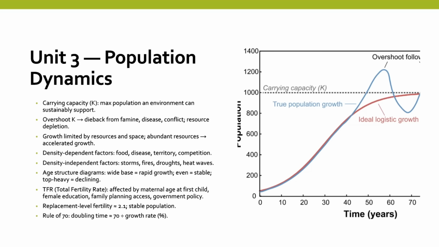Total fertility rate is shaped by maternal age, female education, family planning, government policy. Rule of 70 states that doubling time equals 70 over the percent growth rate.